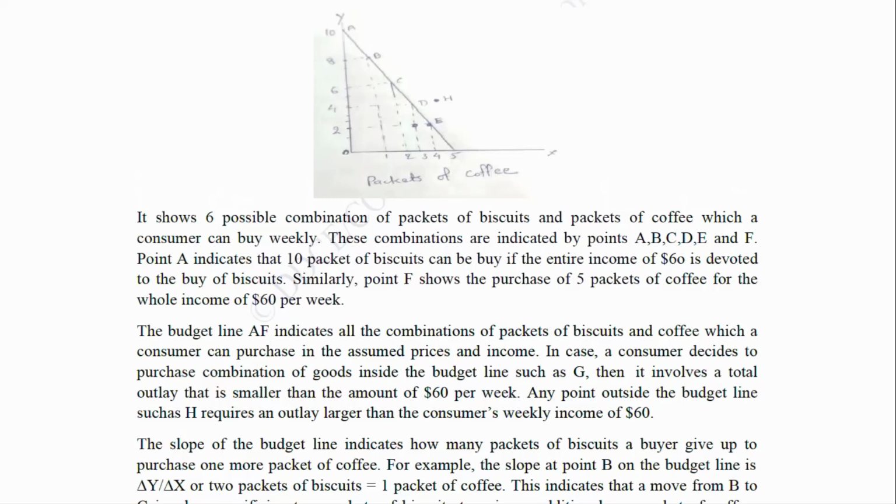The budget line AF indicates all the combinations of packets of biscuits and coffee which a consumer can purchase at the assumed price and income. In case a consumer decides to purchase a combination of goods inside the budget line, such as G, then it involves a total outlay that is smaller than the amount of $60 per week. Any point outside the budget line, such as H, requires an outlay larger than the consumer's weekly income of $60.